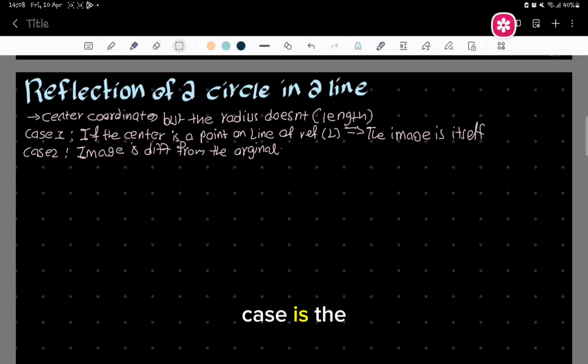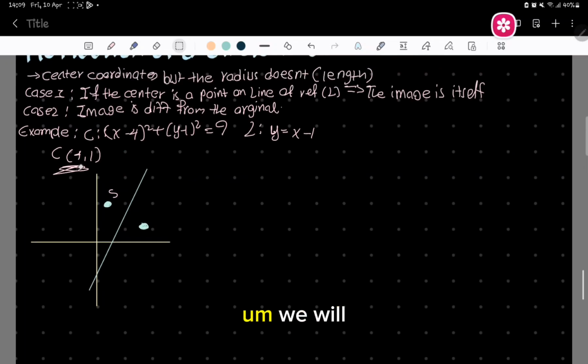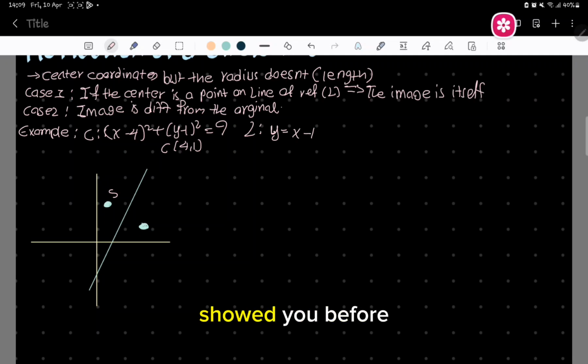The second case is that the image is different from the original. This is the situation in most cases. So let's look at that right now with an example. As you can see here, we will be looking at this in the example. The first step is to identify the center. I'm going to give you guys a few seconds to identify it. Okay, great. So the center is going to be 4, 1, just like I showed you before.